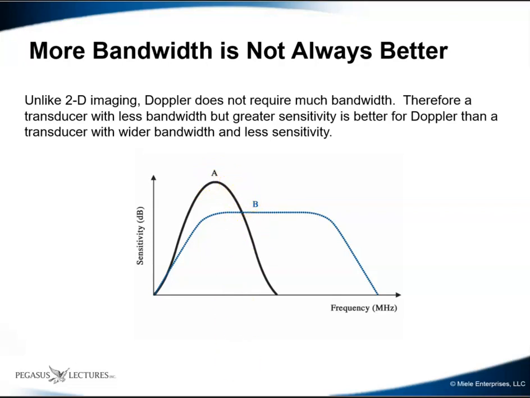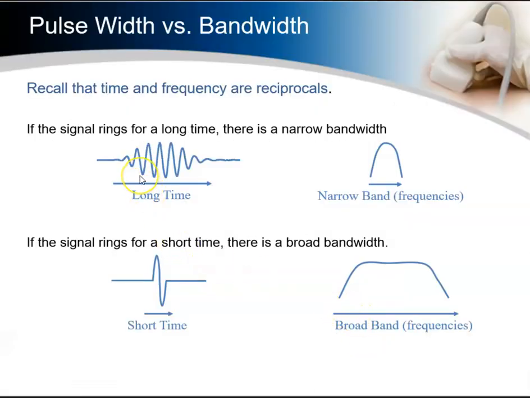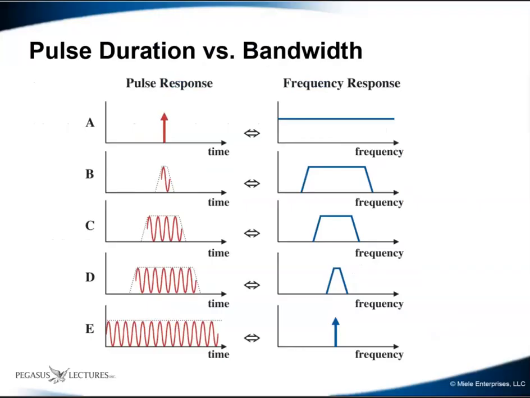So let's look at how bandwidth changes with pulse width. With a long pulse signal, a long pulse duration, we get a narrow bandwidth. With a short pulse duration, we get broadband, multiple frequencies. Okay, so the shorter the pulse, the wider the broadband. The longer the pulse, the narrower the broadband. And we'll take a look here and see how that actually can be taken to extremes.